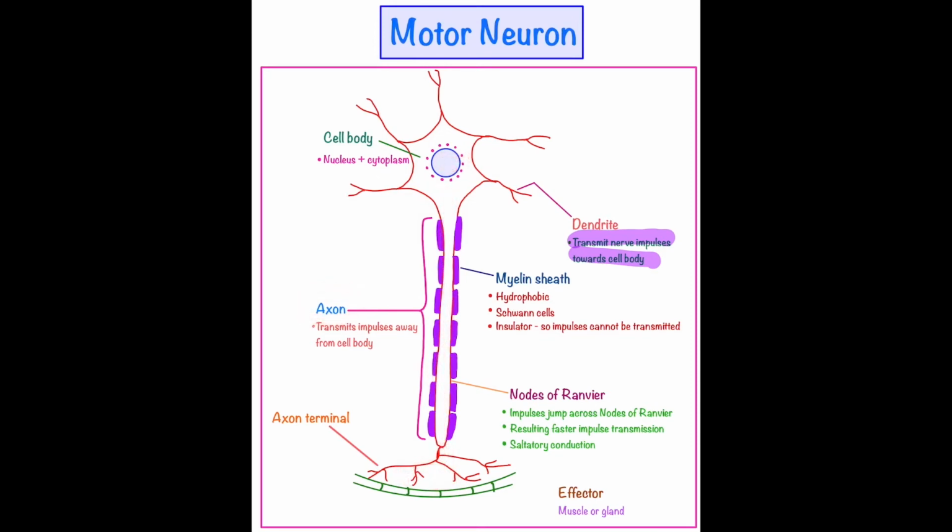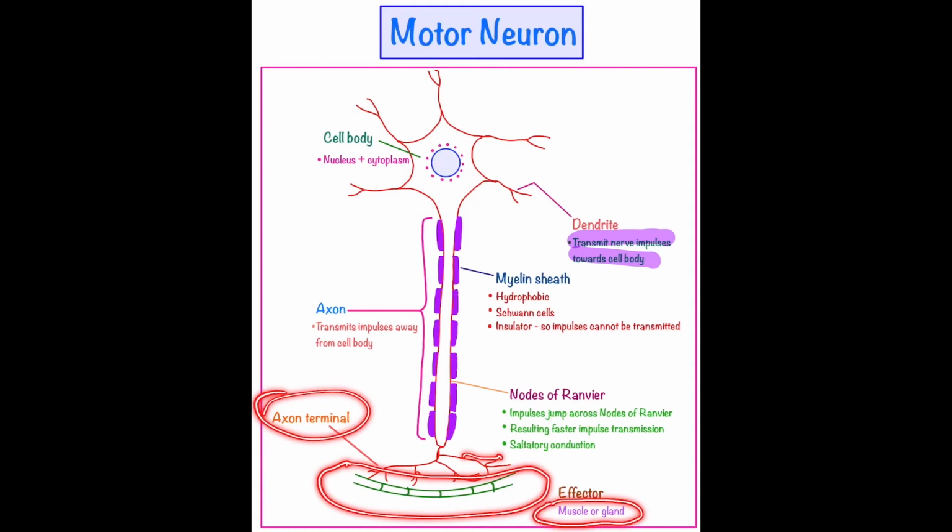So what is the role of the axon? It will transmit the impulses away from the cell body. Dendrite will transmit towards the cell body, axon will transmit away from the cell body. Clear? Towards the axon terminals, and axon terminals are attached with the effector.